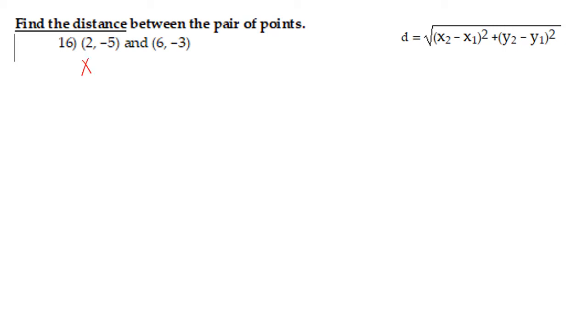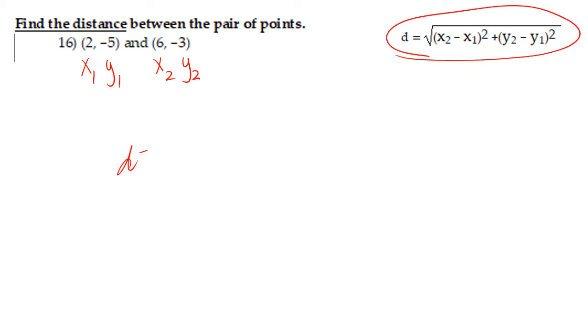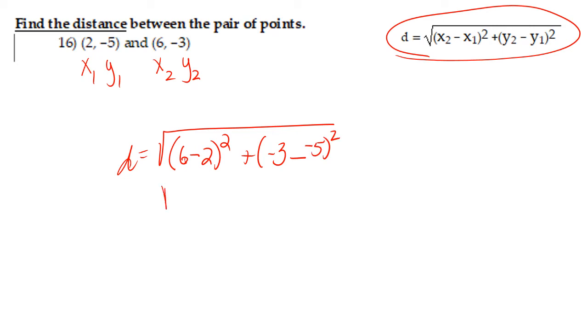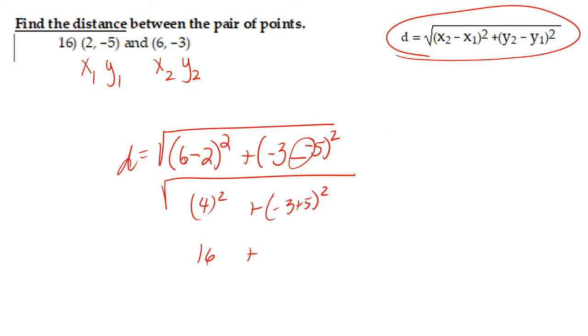Now here's another formula problem that we will use, and it's the distance. Again, remember the ordered pairs are always x and then y. I will label them as 1s and 2s and use the distance formula. So the distance here would be 6 subtract 2 squared, and then negative 3 subtract negative 5 squared. Notice that the double negative becomes a positive. And when I work this out, I end up with 16 plus 2 squared, which is 4.